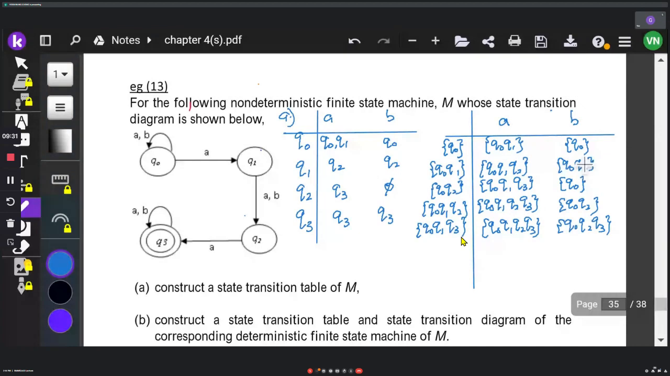What else? 0, 2, 0, 3, 0, 2, 0, 1. 0, 1, 2, 0, 1, 3. Okay, then now we have what? 0, 2, 3, right? So 0, 2, 3, we have 0, 1, 3.